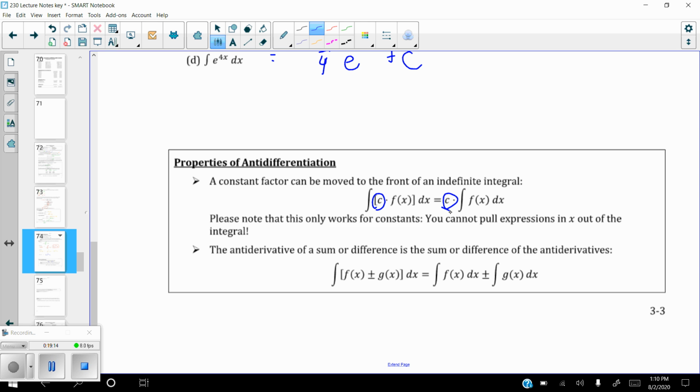The other thing you can do is add or subtract two different functions, then you can separate the integrals by addition and subtraction. This does not hold for multiplication and division. You cannot separate integrals through multiplication and division this way, but you can separate them through addition and subtraction. Obviously, the order of subtraction matters, the order of addition does not.